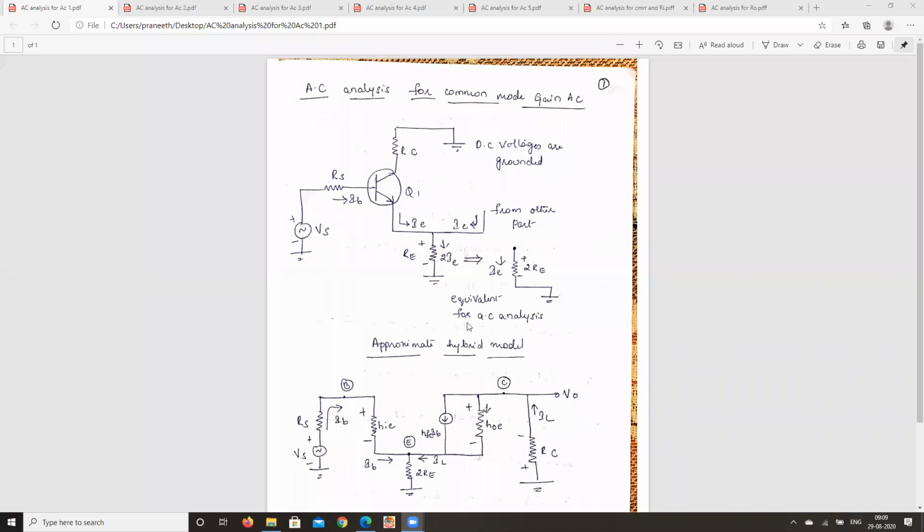Yeah, okay. Let us start. So far what we have been discussing? We are discussing AC analysis for calculating common mode gain. Let us briefly recap what we discussed in yesterday's class. So far we have considered this circuit for analyzing the common mode gain in AC. We have considered a single transistor, and as this is an AC analysis, we have grounded the DC supply voltages, VCC and minus VE.